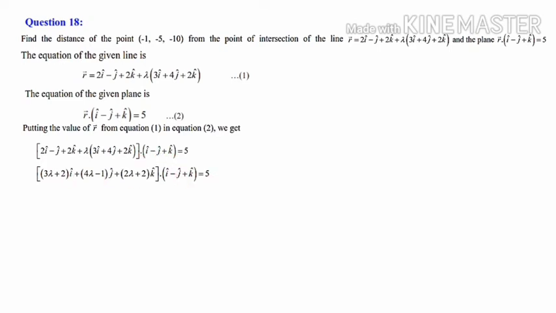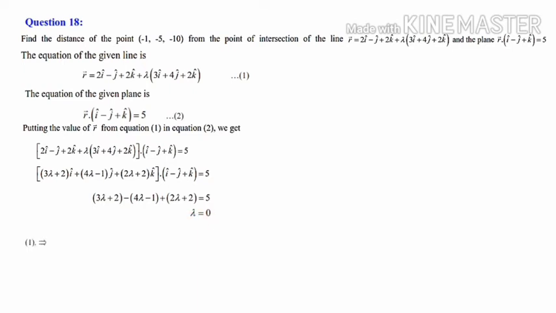Now we can take the dot product: (3 lambda + 2) into 1, that is 3 lambda + 2, then (4 lambda - 1) into minus 1, that is -4 lambda + 1, then (2 lambda + 2) into 1, that is 2 lambda + 2, equal to 5. Here 3 lambda minus 4 lambda is minus lambda, plus 2 lambda is lambda, and the constants 2 + 1 + 2 give 5. Left side is 5 and the right side also is 5. 5 and 5 cancel, so lambda is equal to 0.